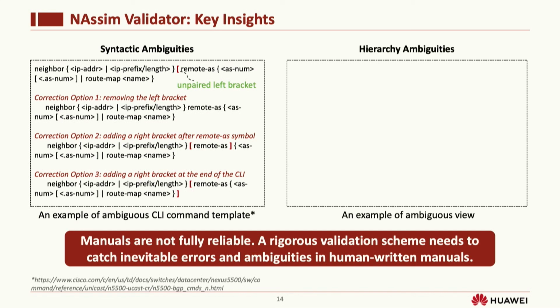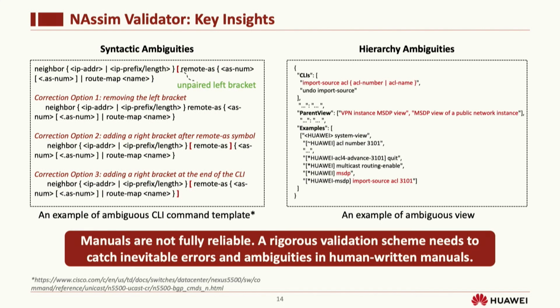And the second type is hierarchy ambiguities. For example, these two views in another vendor's menus share the same example snippet. Thus, we cannot surely tell whether this MSDP command enabled the first view or the second or both.